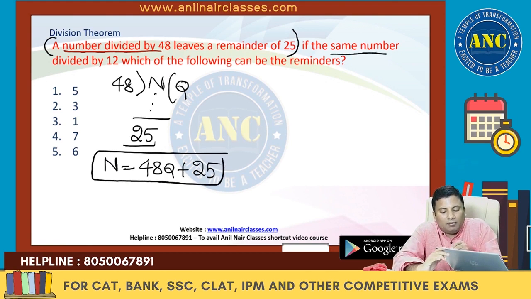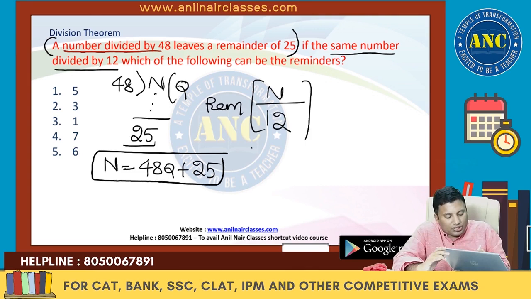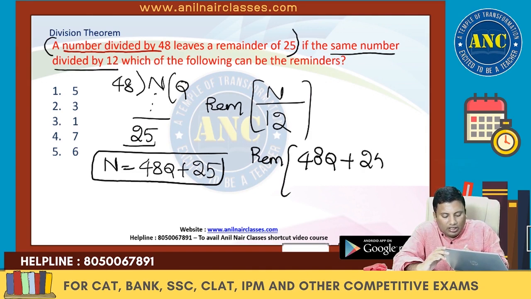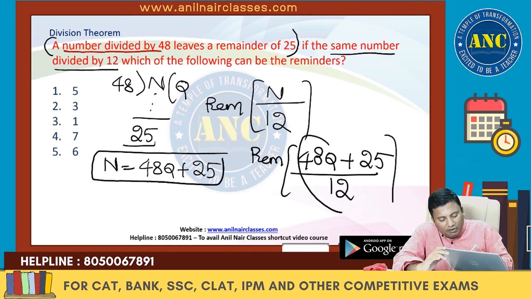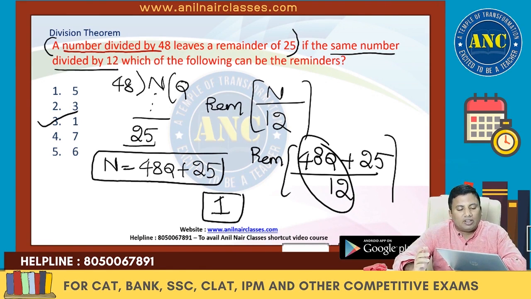If the same number is divided by 12, what will be the remainder? Straightforward question, then I will twist the question. The same number, 48q plus 25, when divided by 12: 48 is perfectly divisible by 12, and 25 by 12, 12 2s are 24. The answer for this question is 1.